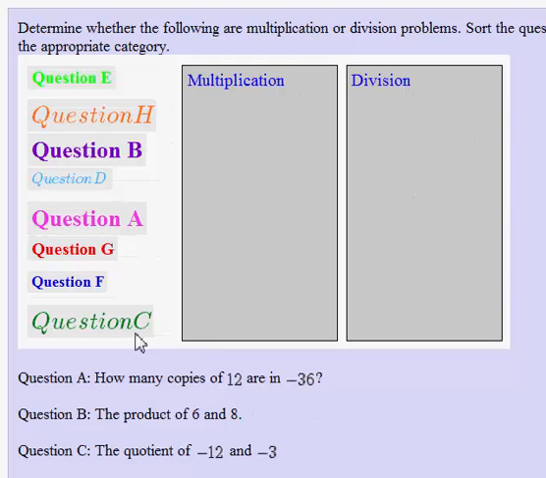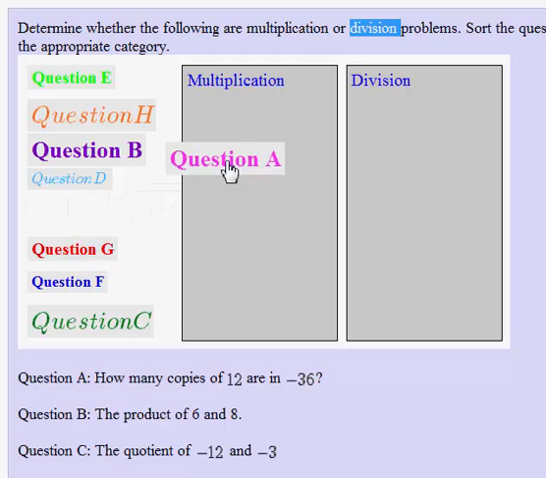In this problem, we are to determine whether the questions below are multiplication or division problems. For example, if you thought question A represented a multiplication problem, you would drag the text for question A in this area. Had you thought question A was a division problem, you would drag this text into this area, and you would do this for all questions A through H.